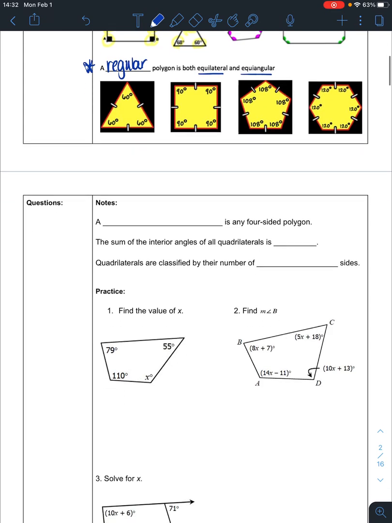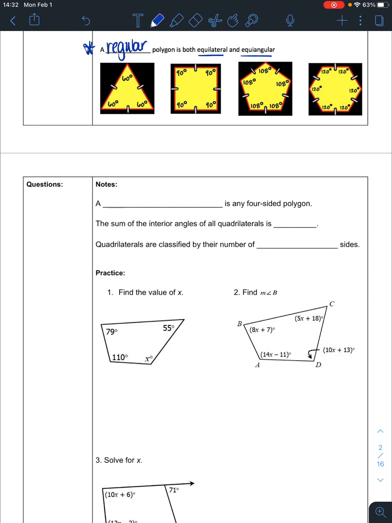Now, more specifically, we have a polygon, and then the next row down would be a quadrilateral. So a quadrilateral is any four-sided figure. Quad means four, so a four-sided figure is a quadrilateral. It's a polygon, but that is a quadrilateral. What's important about a quadrilateral that you'll need to remember is that the sum of the interior angles, so all of the angles on the inside, 1, 2, 3, 4, those four angles, add up to be 360 degrees.